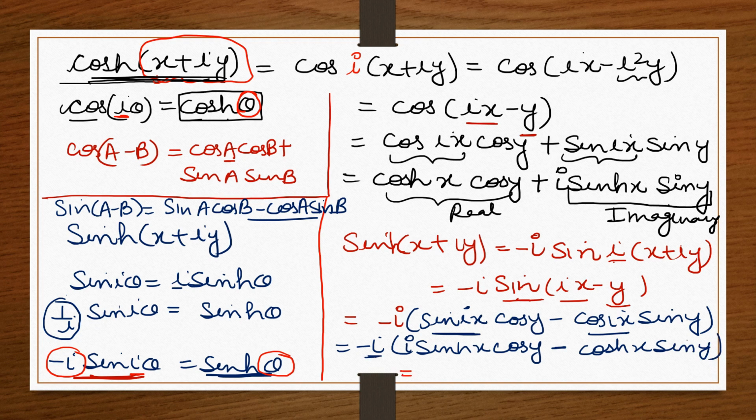Now take this minus iota inside. What will you get? You'll get sine hyperbolic x cos y. Why so? Because this minus iota and this iota will be minus iota square, which will be positive. Minus iota and this minus 1, what will you get? Positive iota cos hyperbolic x and sine y. Right? This thing is the real part and this thing is the imaginary part. So this is how you can separate the real and imaginary parts of cos hyperbolic and sine hyperbolic.